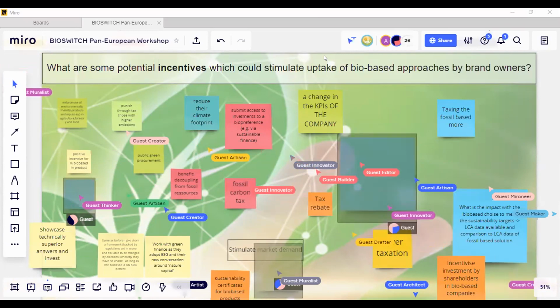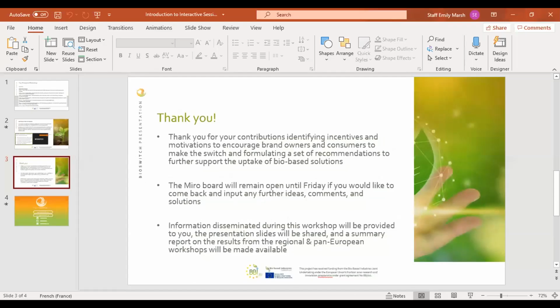Suggestion to work with green finance. And not unimportant is what is the impact of the bio-based choice to meet sustainability targets, which means that LCA data should be available to allow a comparison with the LCA of the fossil-based solution. Yeah, indeed.